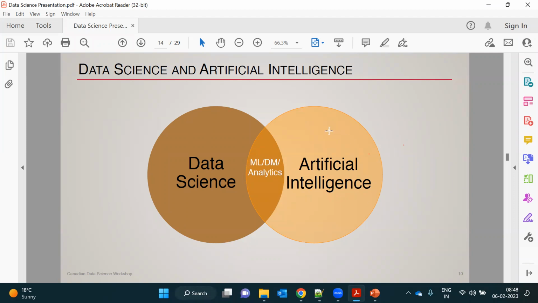So artificial intelligence is something you can consider as an outer circle covering these two. Artificial intelligence is end to end, right from receiving the data, model processing, model prediction, and then deployment, so that you utilize these predictions. That is artificial intelligence.